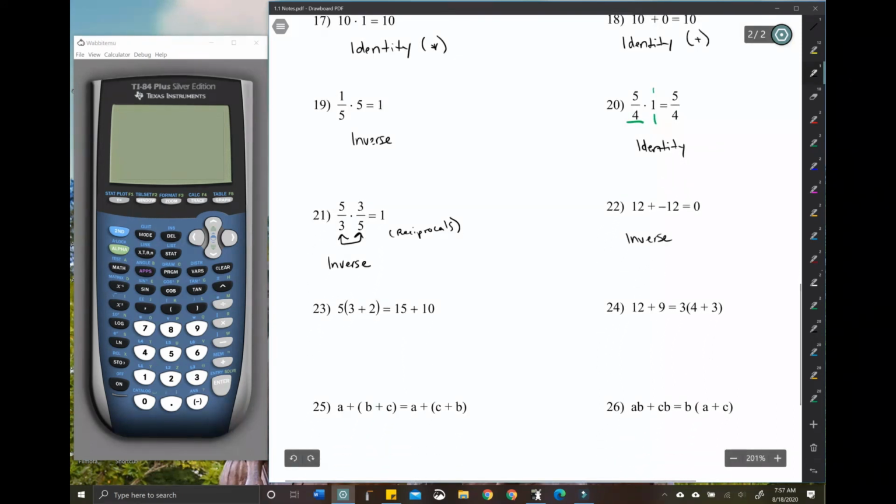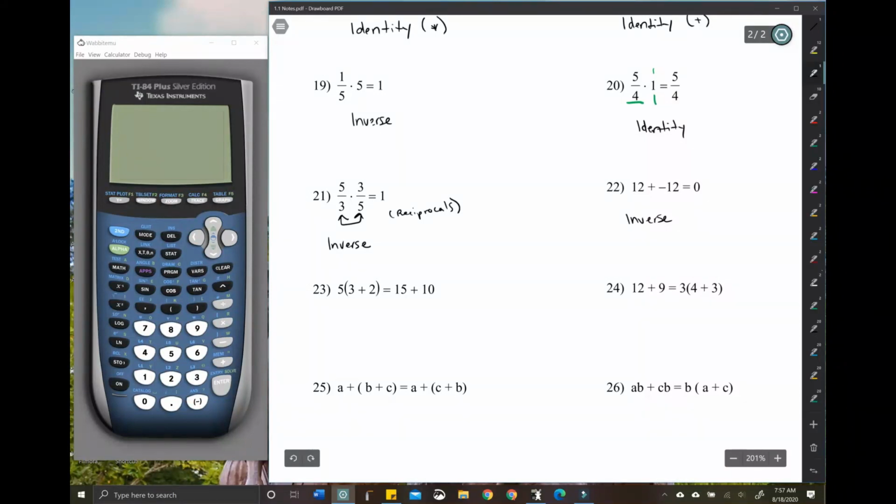And 23, 24. Well, let's see. 5 times 3 is 15, and 2 is 10. This must be the distributive. And 24, 12 plus 9. Notice 3 times 4 is 12. 3 times 3 is 9. This is also the distributive. Distributive.